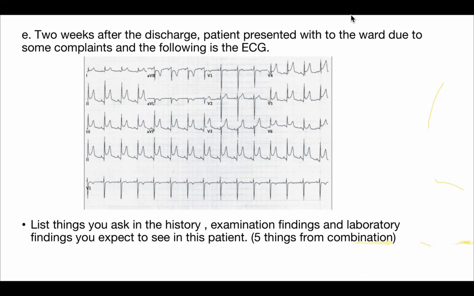So these things you ask in the history and examination. What examination findings can there be? Pericardial rub. Yeah, very good. Muffled heart sounds, very good. Laboratory findings, what will you expect? Yeah, so the elevated inflammatory markers. Ideally speaking, these people must have an echocardiogram prior to discharge to see whether there are any developing effusions, right?